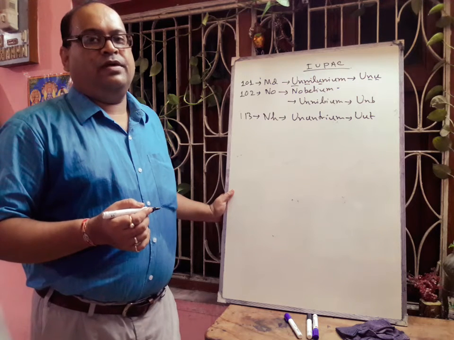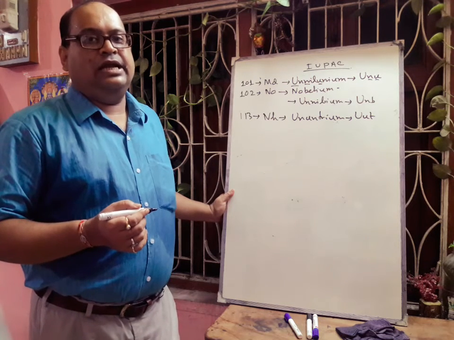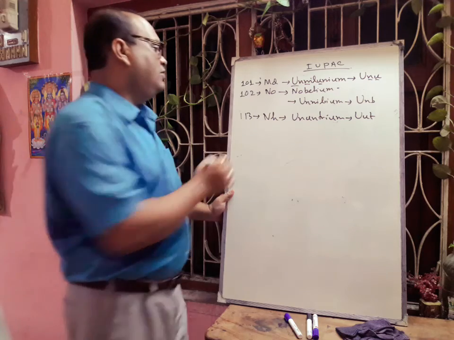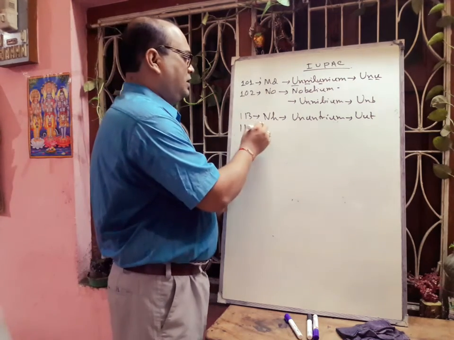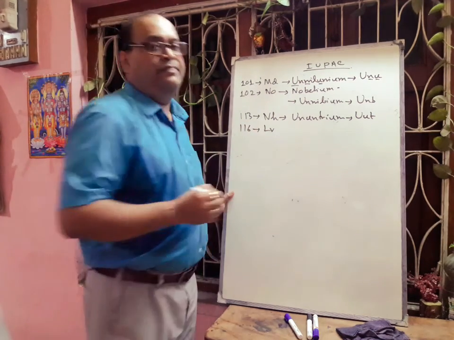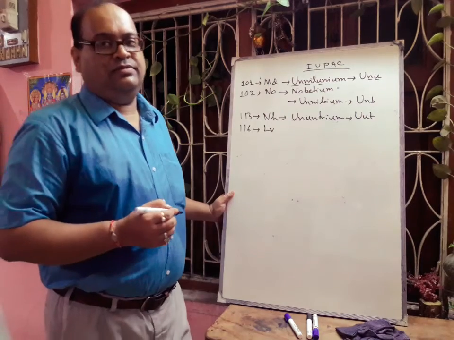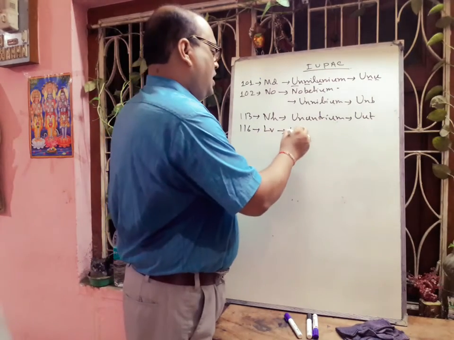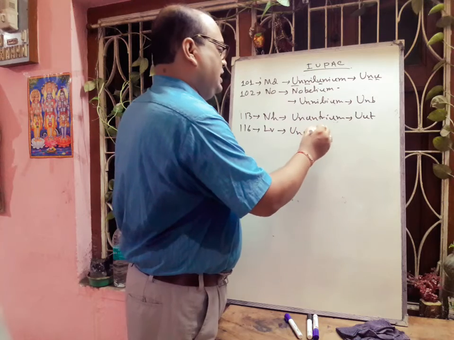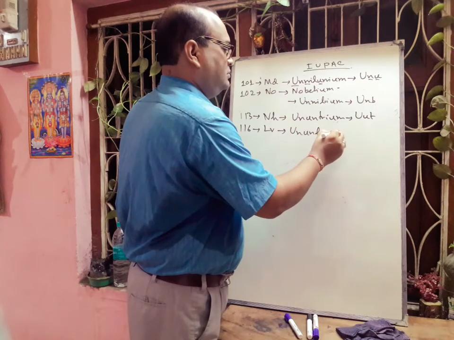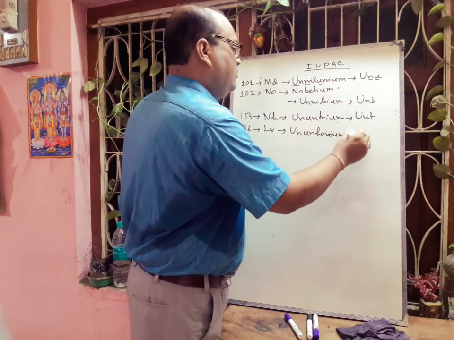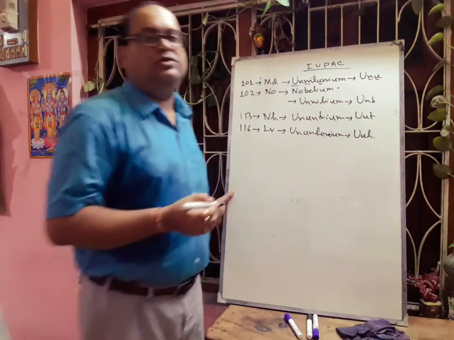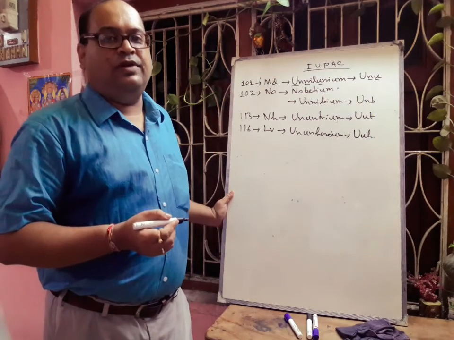Next we can think about Livermorium. That is 116. This is also recently discovered, and its symbol is Lv. Its IUPAC name will be Ununhexium, and its symbol will be Uuh. So in this way you have to remember.